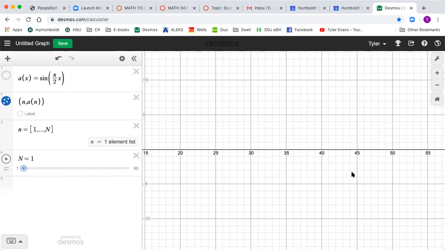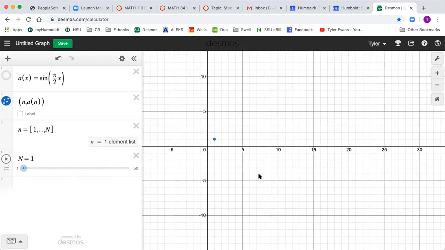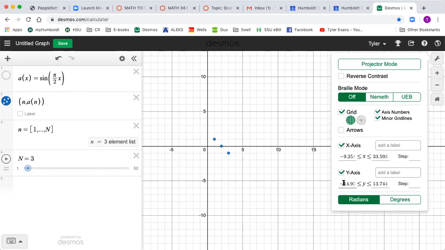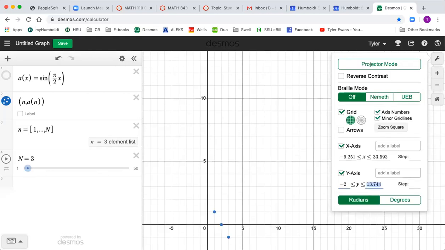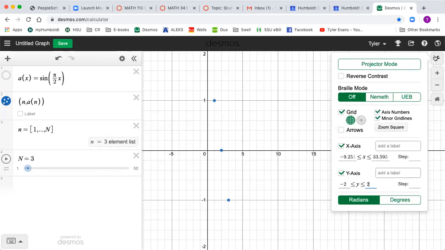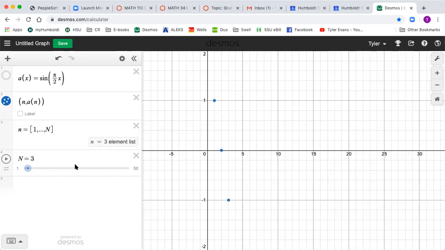Maybe I can zoom in a little bit. When we wrote on that whiteboard, a1 was 1. There's your a1. Here's your a2. We said it was 0, and sure enough, it's 0. There's your a3. Let me real quick do this for the y. I'm going to make this like -2 to 2 so I can see this better. Good. There's a3, a4, a5, a6.